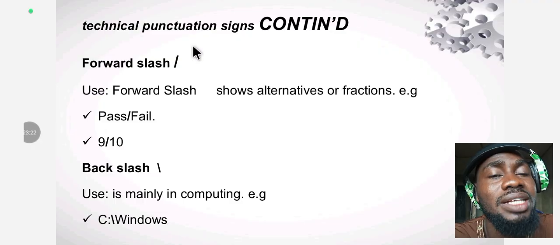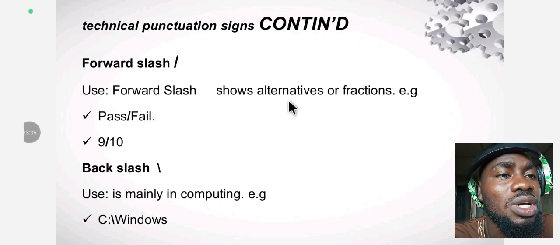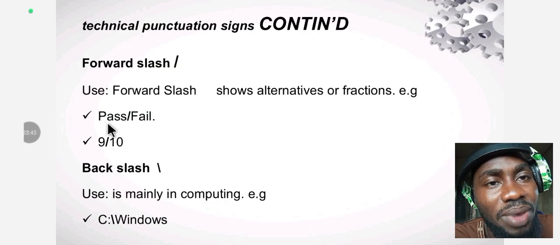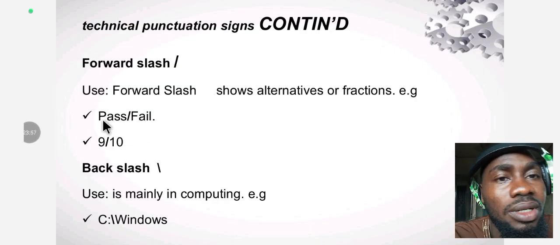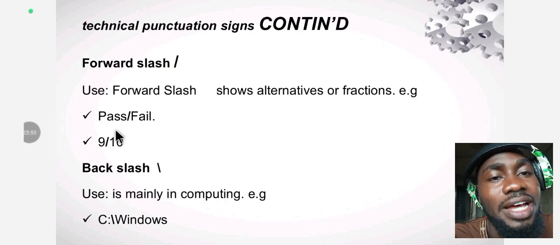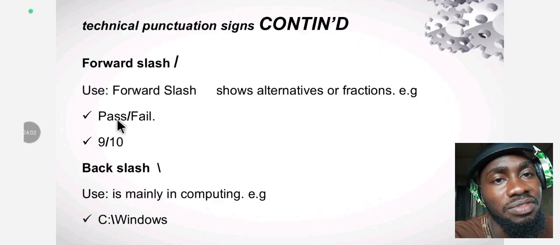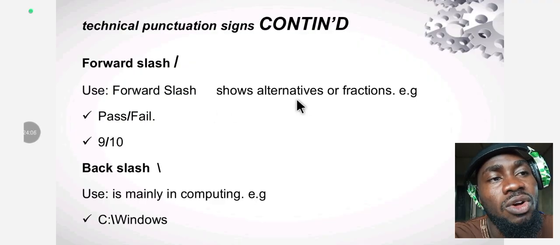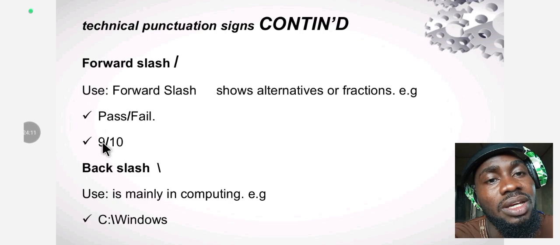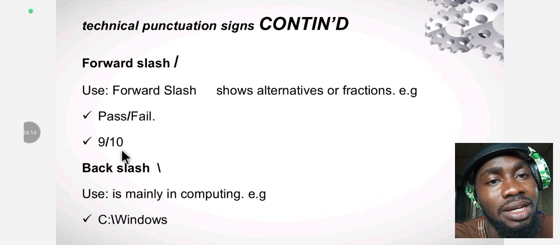Still under the technical punctuation signs, forward slash. This is the forward slash. This is the sign. What is it used for? Forward slash shows alternative or fractions. For example, pass/fail is telling you that there is pass, there is also fail. That's what it means, showing alternative, either pass or fail. For the second example here, it is also used to indicate fraction, especially in mathematics. Okay, 9/10. That's a proper fraction.